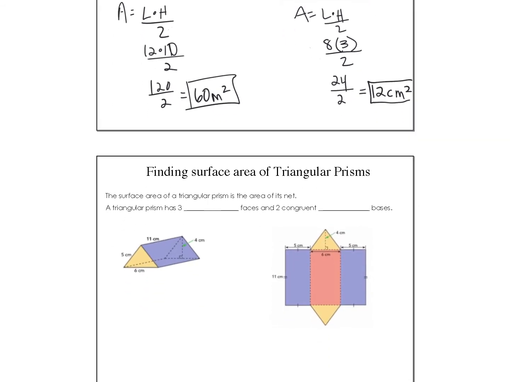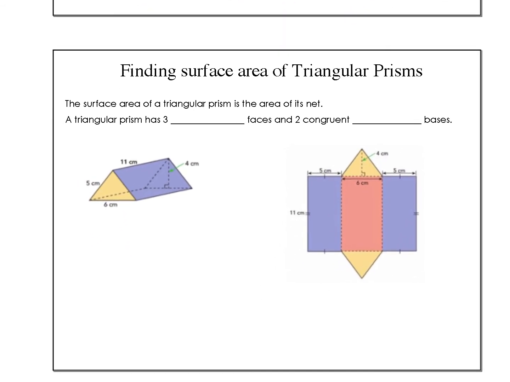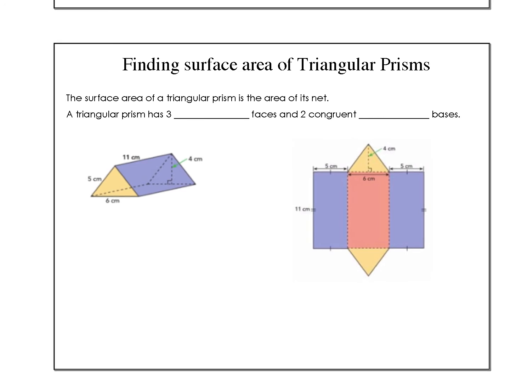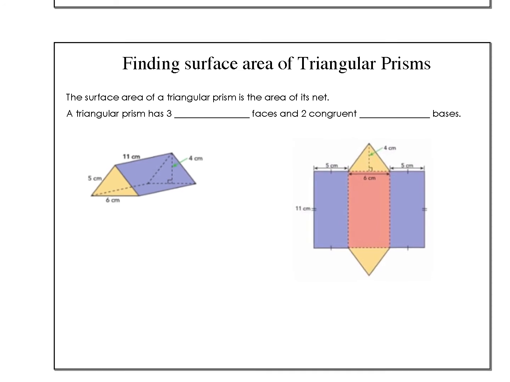Now that's going to be important, because now we're going to find the surface area of a triangular prism. And remember, surface area of a triangular prism is going to be very similar to finding surface area of a rectangular prism. It just means that you find the area of all of the surfaces and then add those surfaces together. So in our definition, it says that the surface area of a triangular prism is the area of its net. Now remember, a net is just a shape that is spread out.